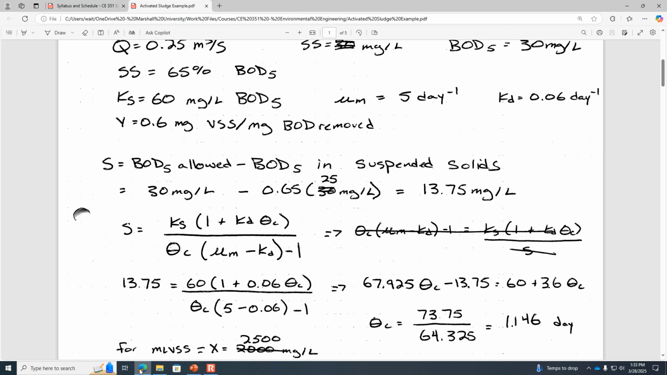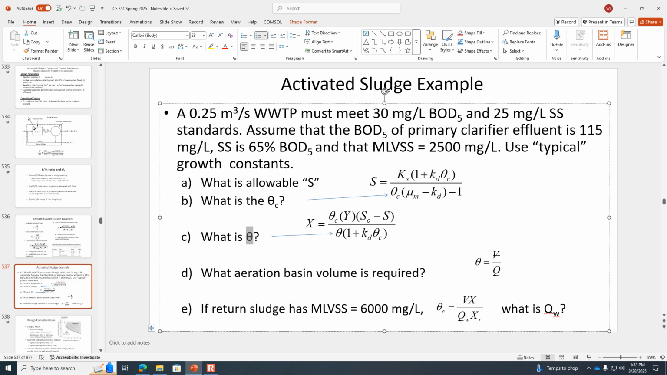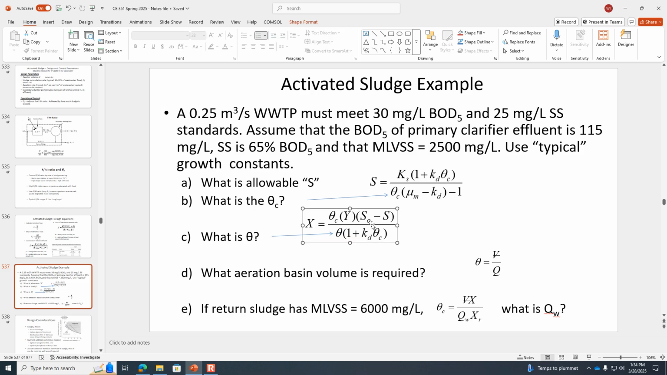Now, what should be the hydraulic detention time? That's different from the mean cell residence time. The hydraulic detention time is just related to the flow rate and the size of the aeration basin. But to know what hydraulic detention time is required, we have to look at the difference between the incoming and the outgoing substrate concentration, along with things like the mean cell residence time that we just calculated, our intended mixed liquor volatile suspended solids, and so on.